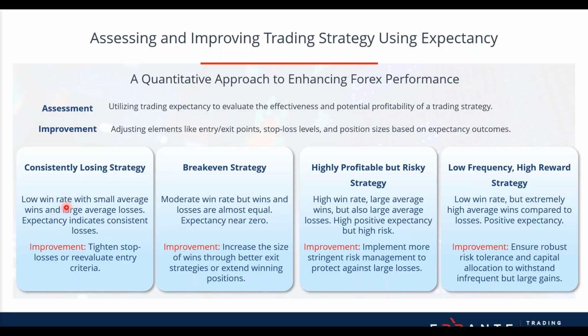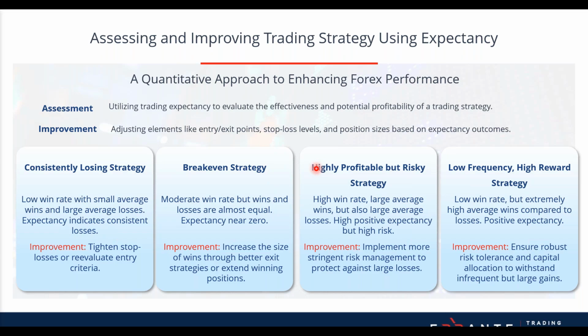To improve, you might need to tighten your stop losses, revisit your entry criteria, or improve your risk to reward ratio to avoid frequent small losses. Now let's look at example 2 here, a break-even strategy. A moderate win rate, but wins and losses almost balance each other out. Here expectancy hovers around 0. Improvements can include strategies to increase the size of wins, perhaps by optimizing exit points or letting winning positions run longer.